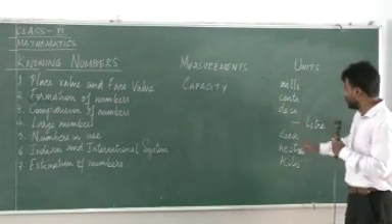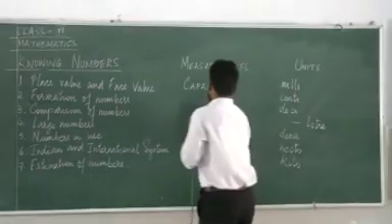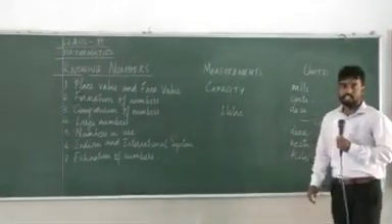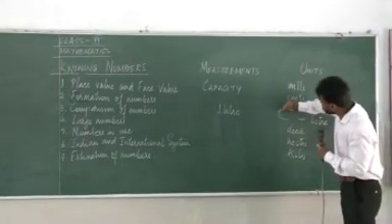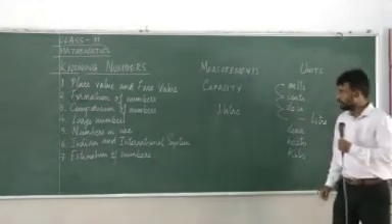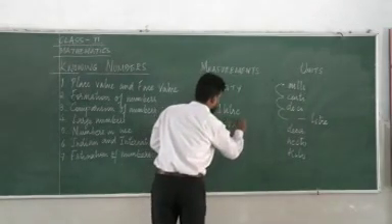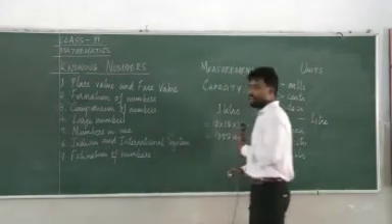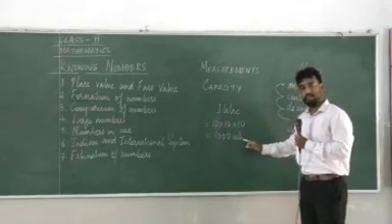So, if you want to change 1 liter into milliliter, for example, we move 1, 2, 3. So we move 3 places. So 1 liter will be equal to 10 into 10 into 10, that is 1000 milliliter.